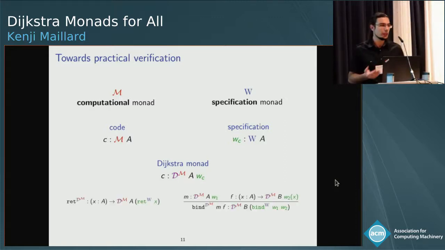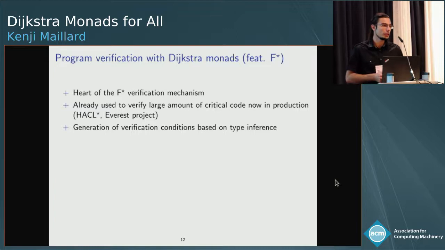It comes with variants of the usual monadic operations, return and bind, which are indexed, and the index itself is using the monadic structure of the specification monad. So Dijkstra monads have been used a lot in the F-star proof assistant. They have been put in practice in quite large projects that are already shipping code. And the very nice thing about these Dijkstra monads is that you can use this indexing to generate verification conditions relying on the type inference.